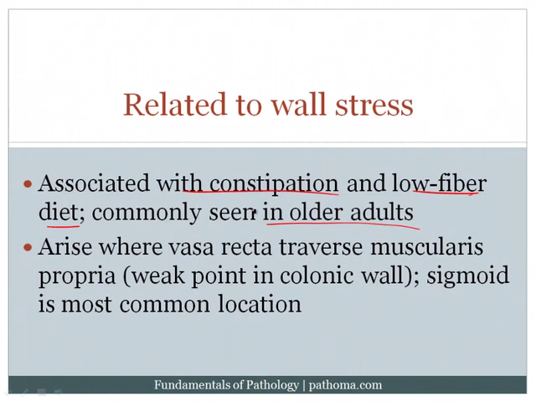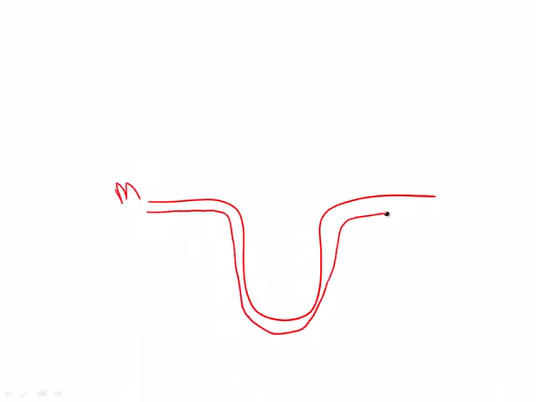What's important to note is that it arises where the vasa recta traverse the muscularis propria, and that's a weak point in the colon wall. And the most common location is the sigmoid colon. The idea here, again, being that if I were to draw you this image again, so this was the mucosa, and then again here, this is the submucosa, and then you've got the muscularis propria, which I'm going to draw particularly thick here. So this is the muscularis propria.